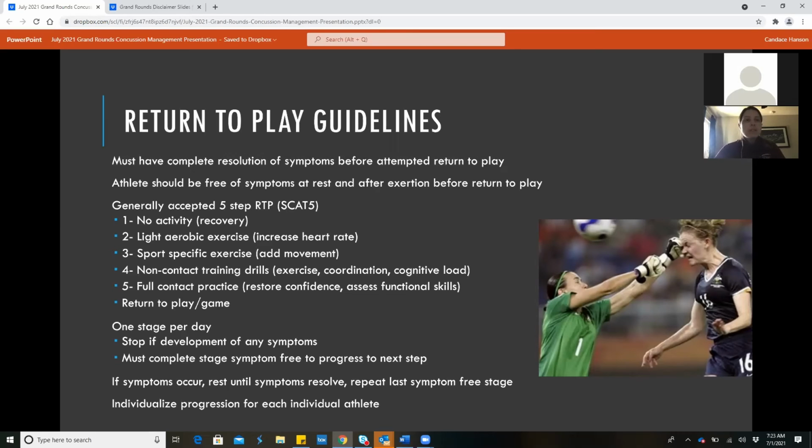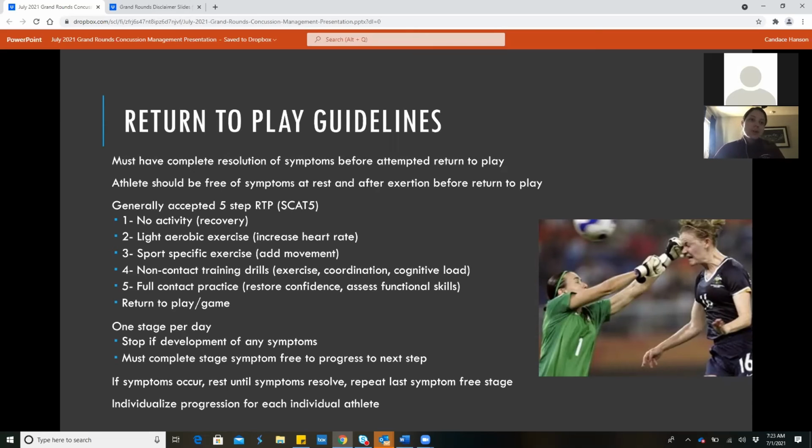So restore the confidence of the athlete, assess their functional skills, make sure they're ready for game speed activity. And then last is return to play and games. They're not really completely cleared from concussion until they've successfully participated in a competitive environment. So 1 stage per day. We should not be combining stages.